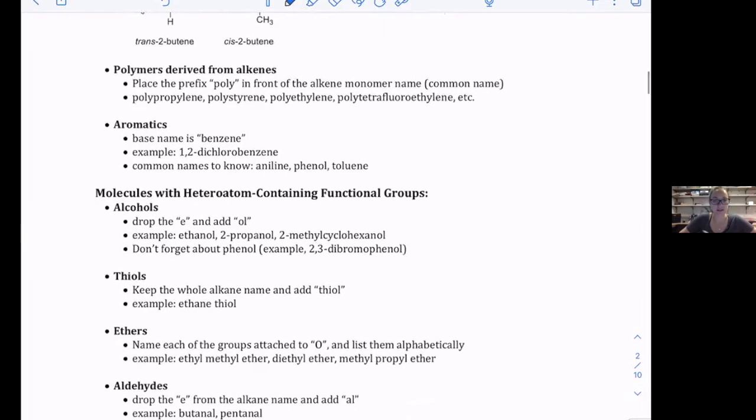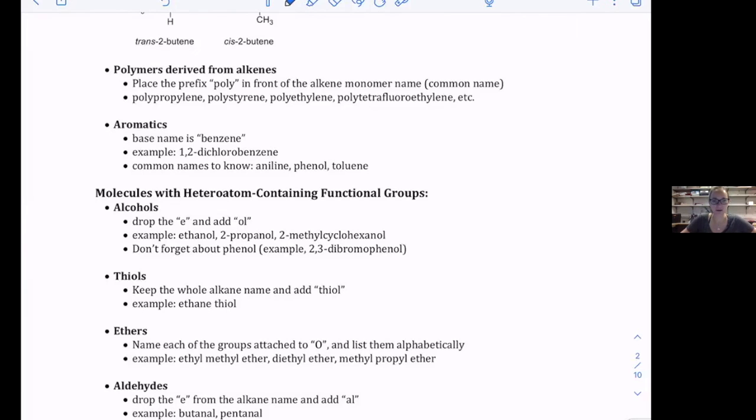And then aromatics, the base name is going to be benzene unless it has some other kind of base. So if it doesn't have those specific functional groups that make an aniline, phenol, toluene, stuff like that, then it's going to be benzene based. And if you have a toluene molecule that has other substituents on it, you'll start putting your number 1 where that methyl group is for the toluene, and then go around the ring to make your substituents the lowest numbers that they can be.